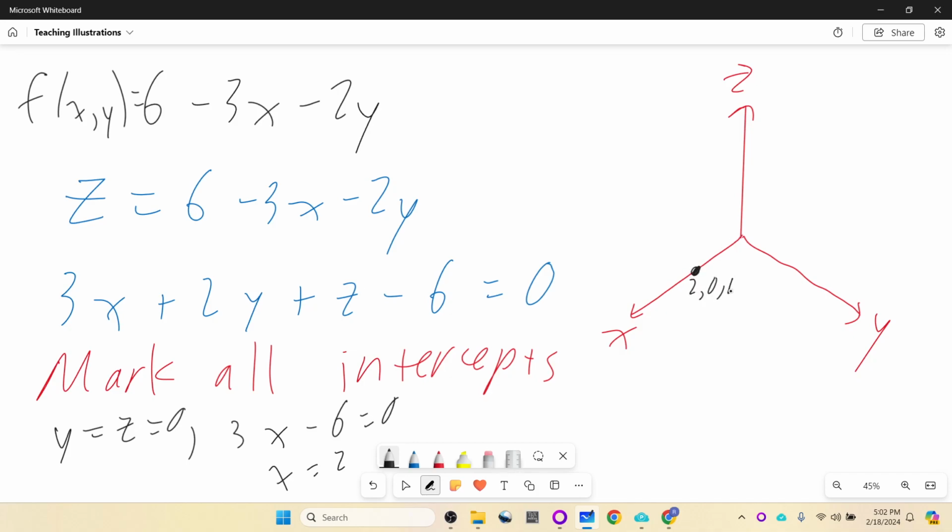2, 0, 0. Now let's do x and z are both 0. Then we get 2y minus 6 is 0. So y is 3.